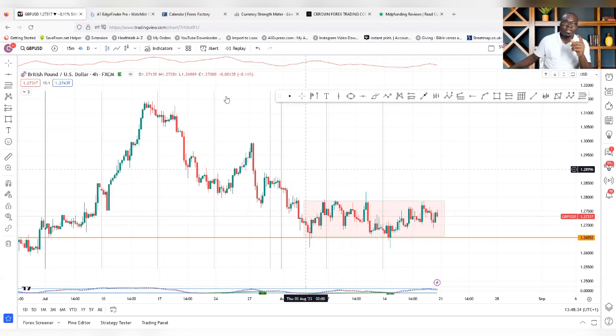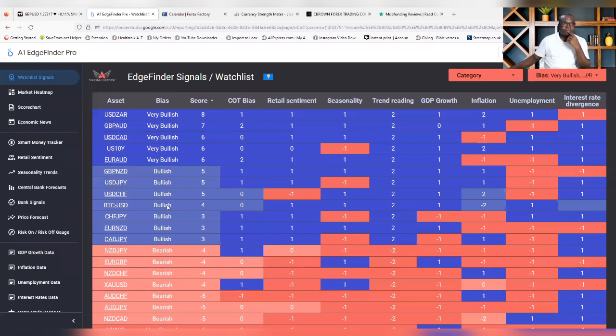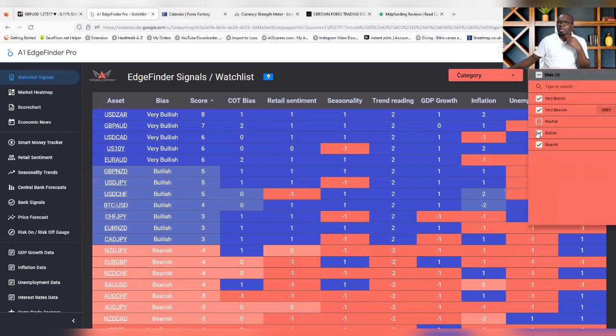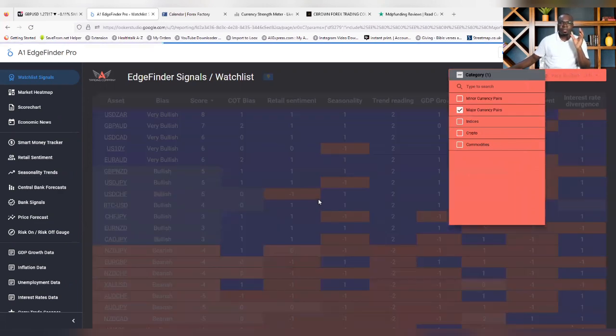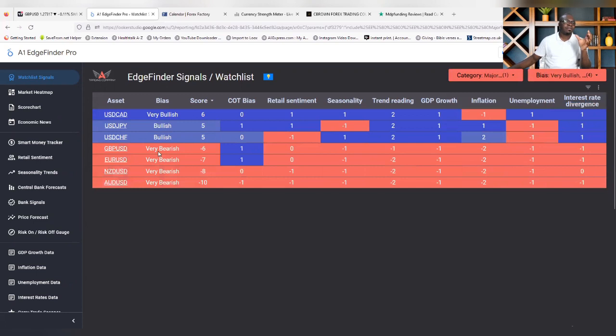So firstly, let's look at what we have on our watch list. On our watch list, if we stick to only major pairs for now, we'll see that British pounds is still very bearish. I mean, GBPUSD is very bearish.